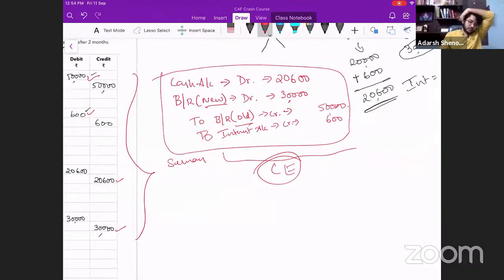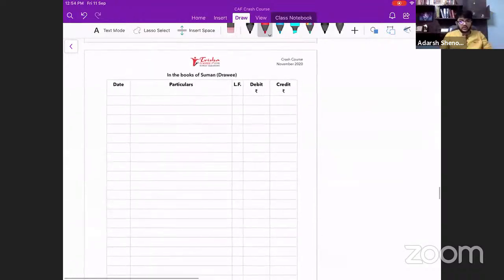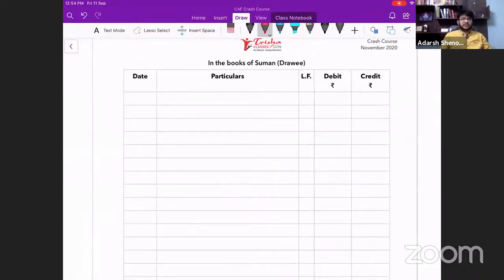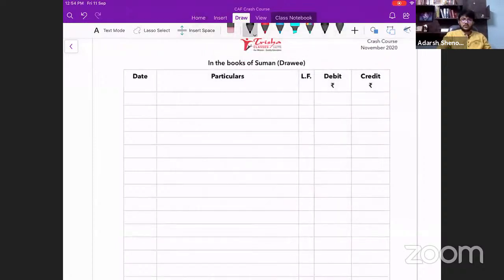Okay, now in the books of the drawee, you can pass similar entries, but we will not pass similar entries. We'll pass one single entry. Shall we? We'll pass one single entry. Compound entry will be passed. Are you all with me?